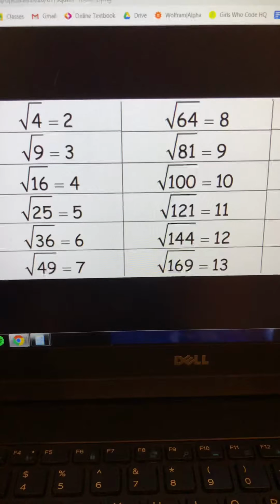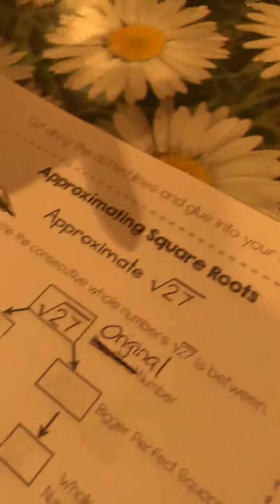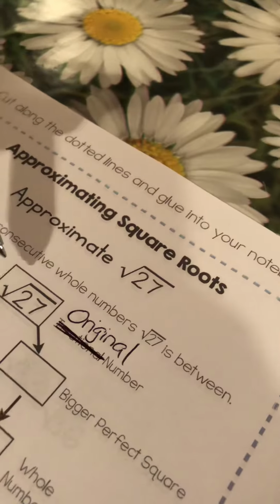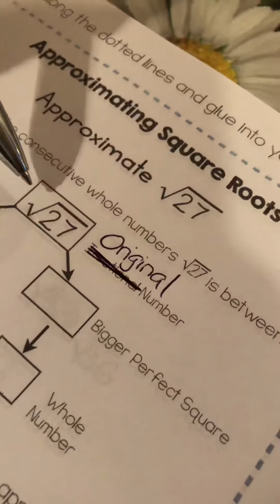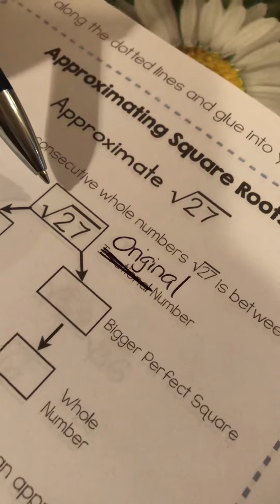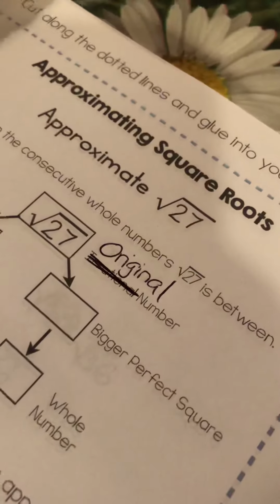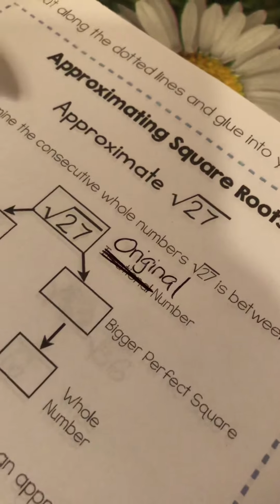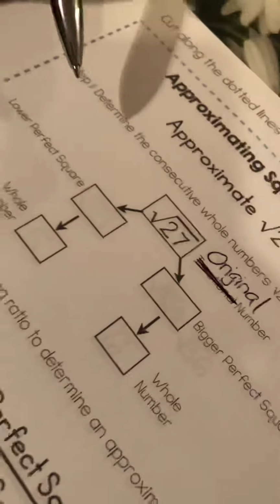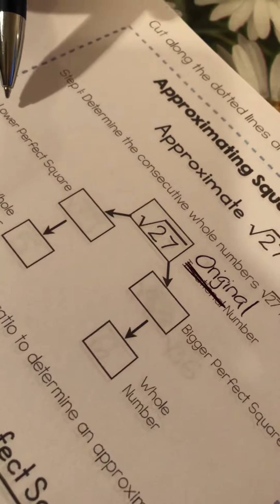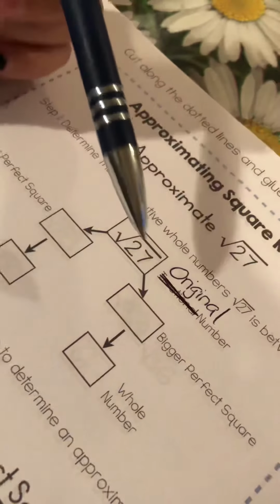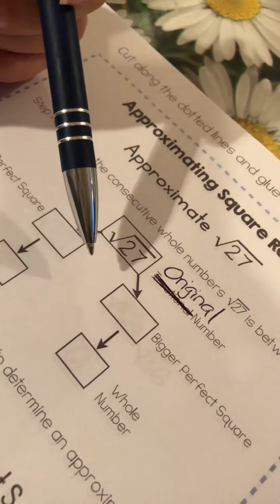Now that we know that, how can we solve numbers that don't have a perfect square, like 27? No number times itself gives 27. So, in order to do that, we must follow these steps appropriately. First, we need to figure out what the lower perfect square is and the bigger perfect square is. What that means is what two perfect squares 27 falls between.